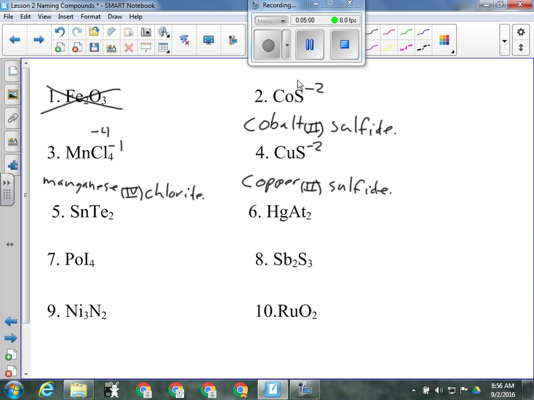Okay, and then for number 5, I've got tin and tellurium together. And tellurium is, I think, always a -2. Is that right? Okay, so tellurium's a -2, and there are 2 of them, which gives me in total 4 negative charges. So the charge on tin, since there's only 1 of them, has to be 4. All right, so we're looking at tin(IV) telluride.